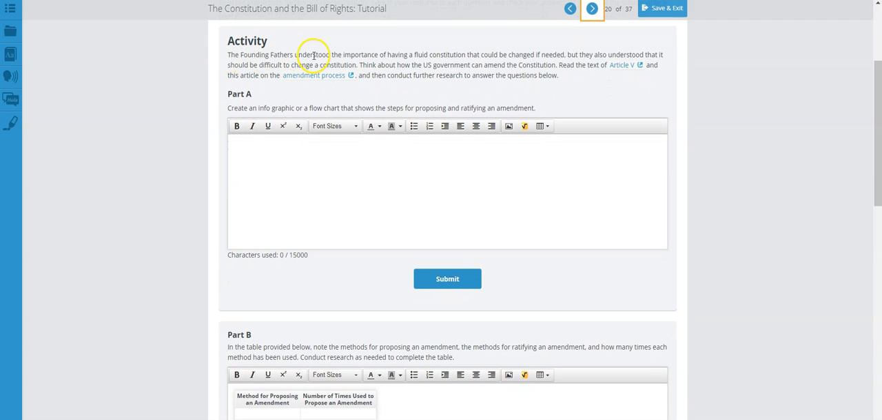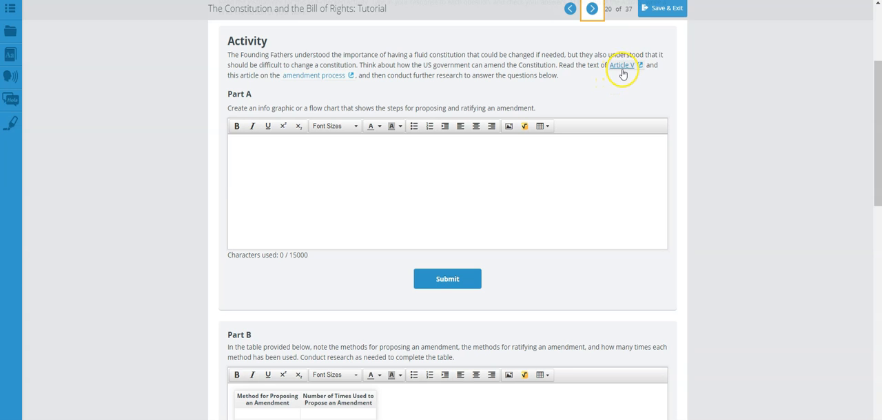The Founding Fathers understood the importance of having a fluid Constitution that can be changed if needed, but they also understood that it should be difficult to change the Constitution. Think about how the U.S. government can amend the Constitution. Read the text of Article 5 and this article on the amendment process, and then conduct further research to answer the questions below. This is really important for you to understand because you're also given right here different resources.